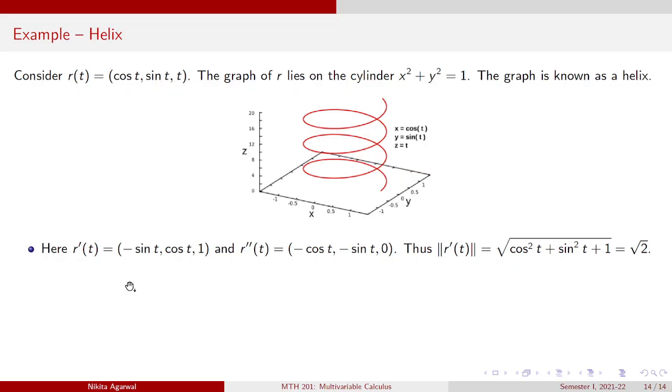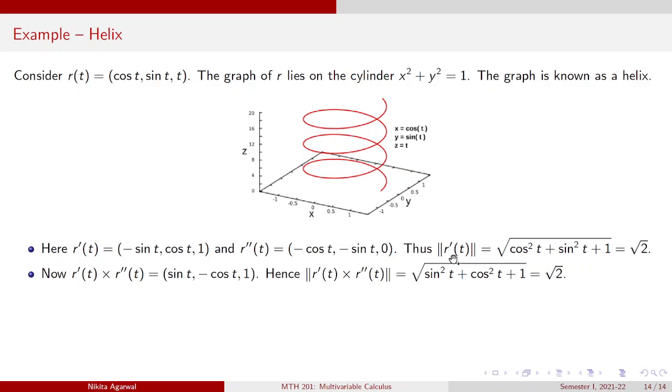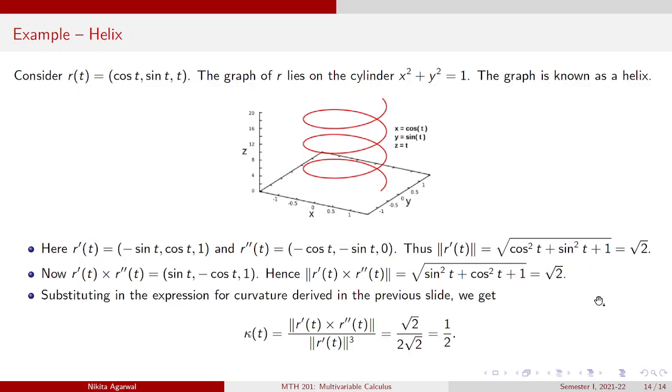You can easily compute r'(t), r''(t), compute the norm of r'(t), take the cross product, and compute the norm of that. Substituting in the expression for curvature, this is the formula, you get 1 by 2. Again in this case, you have constant curvature. So in this particular case, your curve is bending in the same way all along the curve. It's not apparent, but it comes out to be like that.